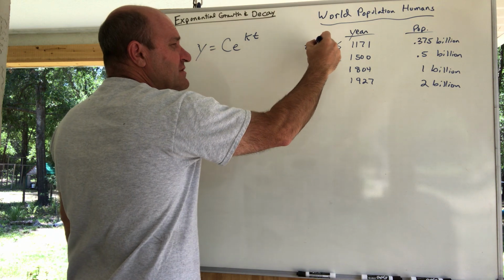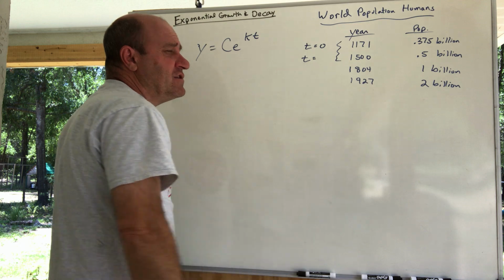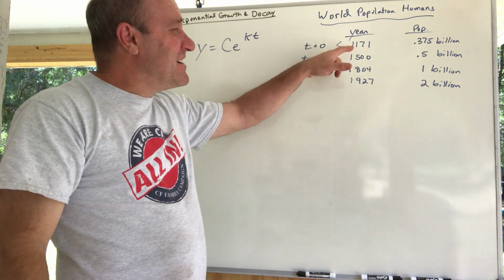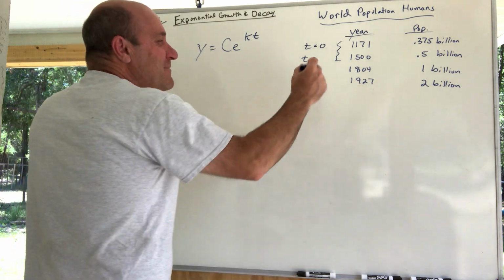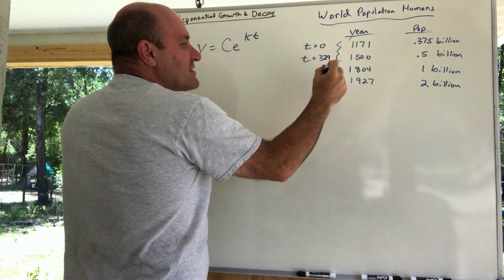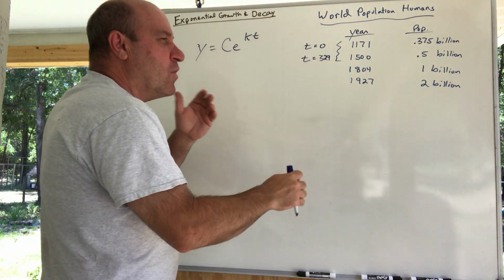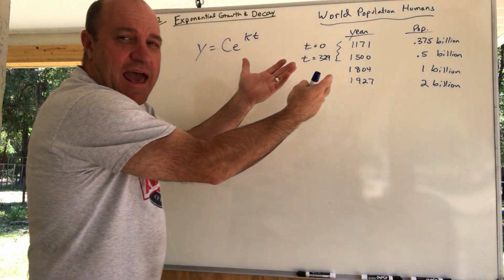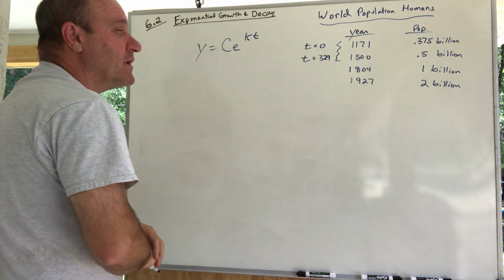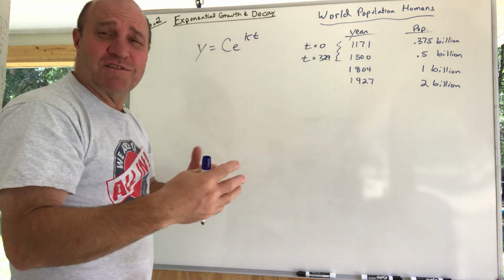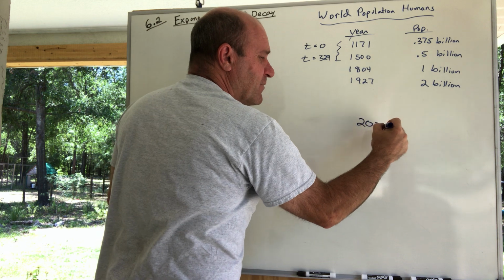I'm going to call this year t equals 0. If I call that year t equals 0, then this year is 329 years later, in the year 1500. What we need is always two pieces of data to get the c and the k. And then we can predict the future. So the question is maybe, what's the population today in 2020?